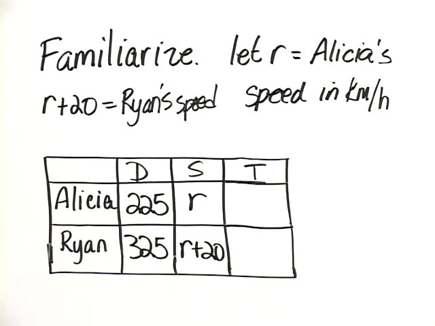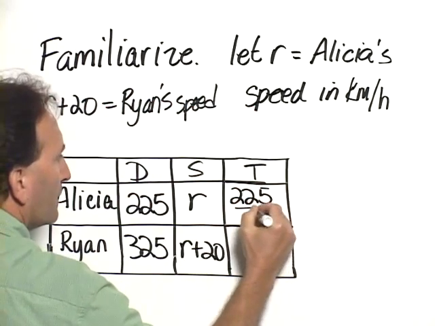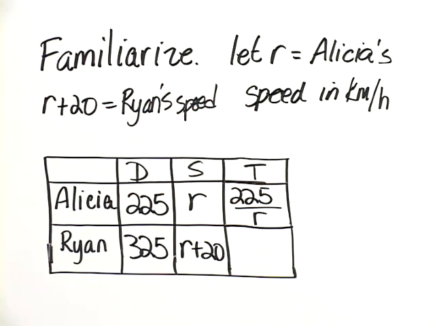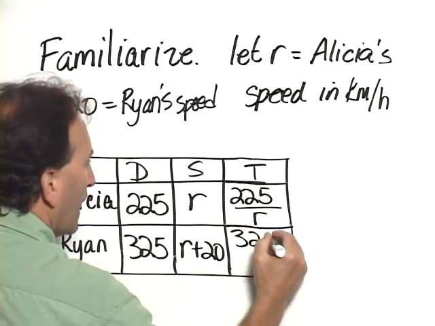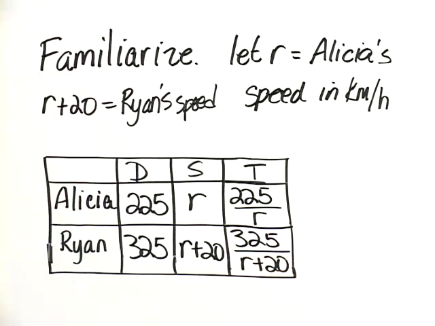And now to calculate time, we know it's distance divided by speed. So for Alicia, it would be 225 divided by R. For Ryan, 325 divided by R plus 20.